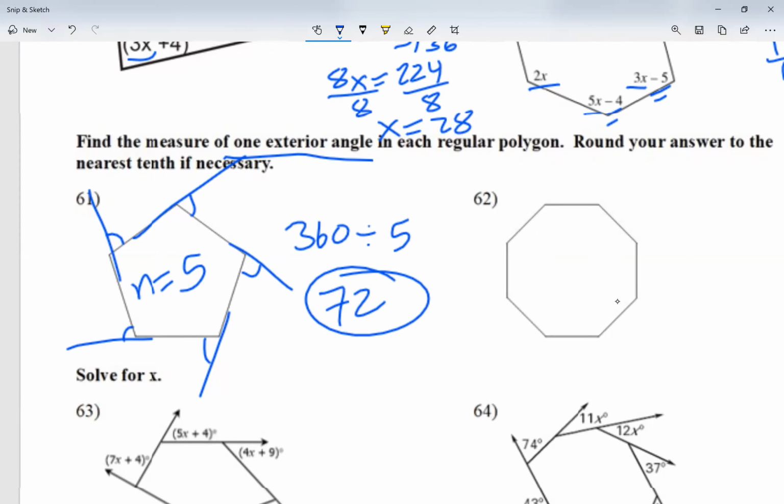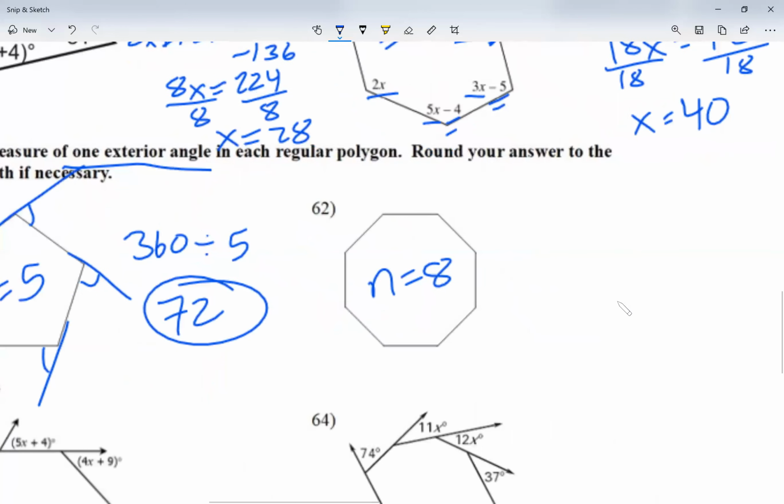Let me take a look at number 62. Count the sides. Let me just say n is equal to 8. I've counted the sides. There are 8 sides, so that means there are 8 angles. I want to know how much one angle on the outside is. I know all of them add up to 360. I'm going to go 360 divided by 8.